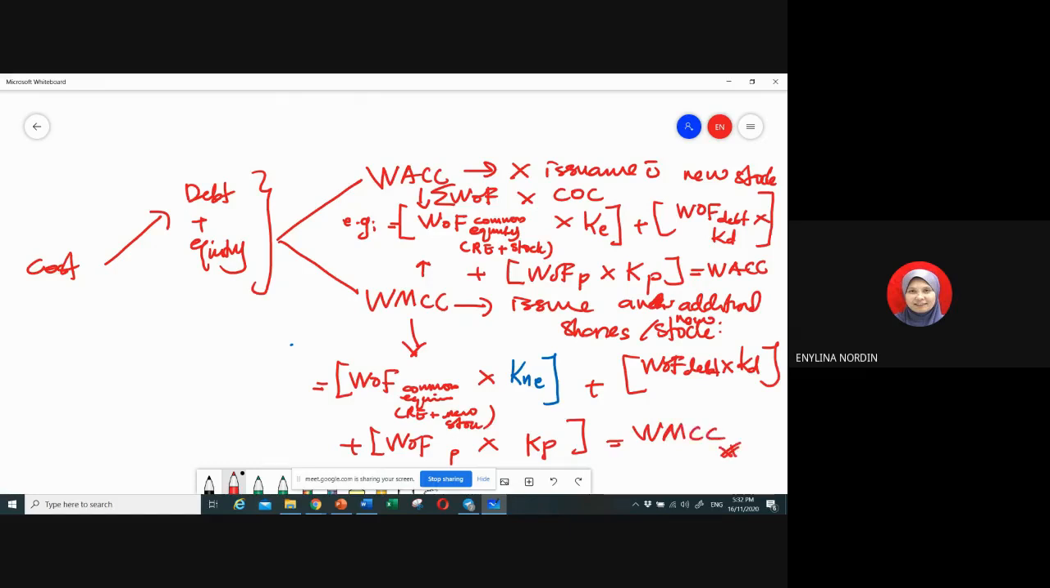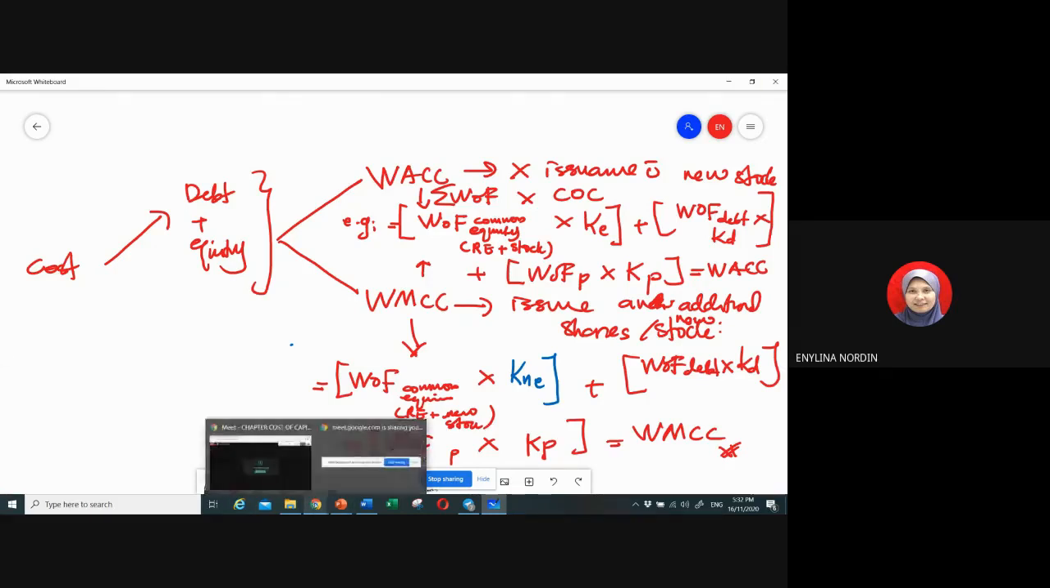So this is the formula that will be used for the combination of debt and equity financing in the company. I guess that's all for now, it's enough for now.